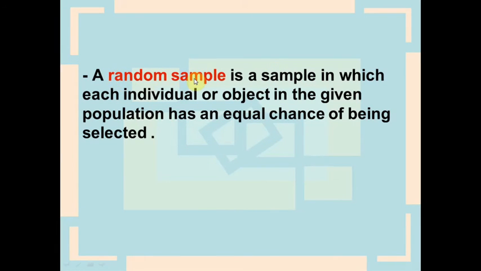What is the meaning of random sample? A random sample is a sample in which each individual or object in the given population has an equal chance of being selected. For example, if I want to give a prize to one of the class, I choose one randomly from the list.